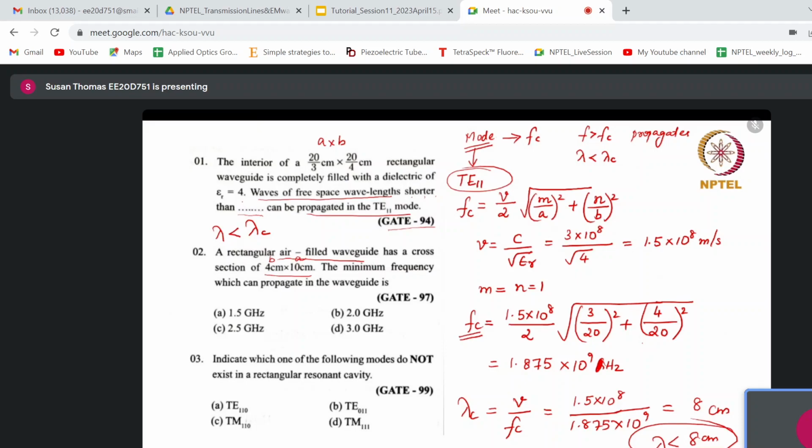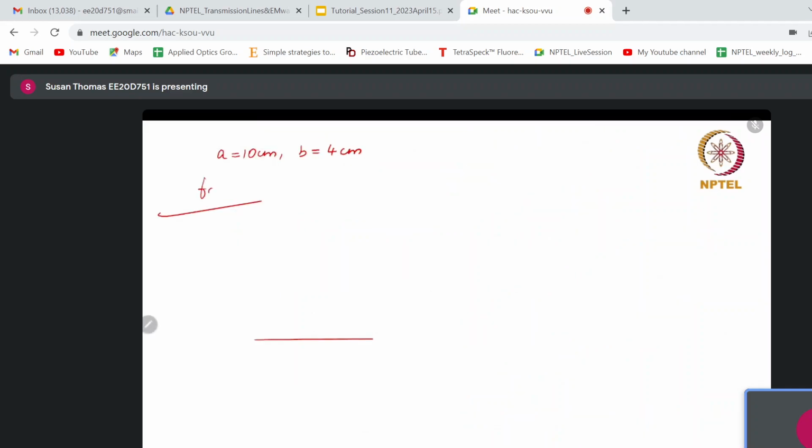Then this minimum frequency which can propagate, that will be your cutoff frequency. Here it's an air-filled waveguide. So the cutoff frequency Fc will be C by 2 into square root of (m by a) the whole square plus (n by b) the whole square.